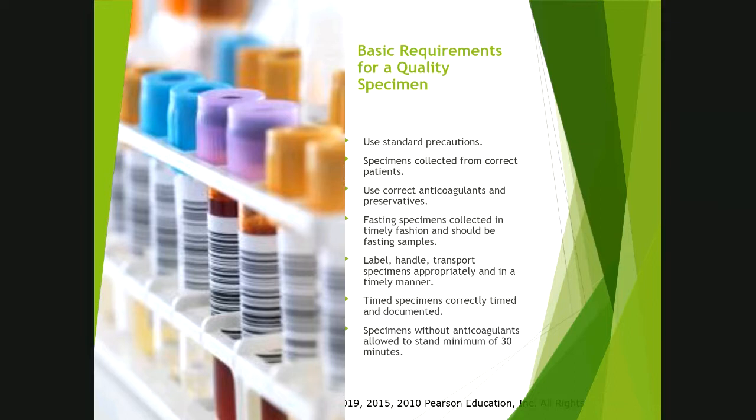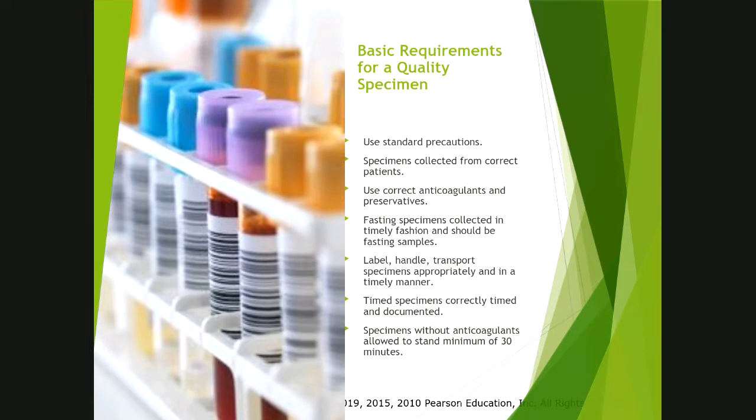So, basic requirements for a quality specimen. This is to use standard precautions, so wearing gloves and hand hygiene. The specimen is collected from the correct patient, using the correct anticoagulants and preservatives. Fasting specimens are collected in a timely fashion and should be fasting samples, so making sure the patient adheres to an 8 to 12 hour fast. Label, handle, and transfer specimens appropriately in a timely manner. Specimens are correctly timed and documented, and generally when we collect a sample, the timing on it is after the draw is done.